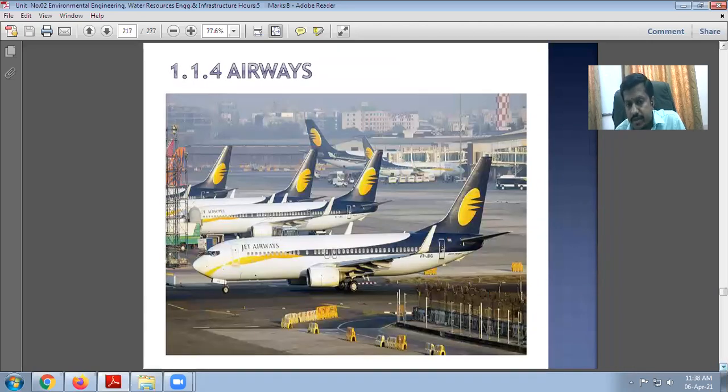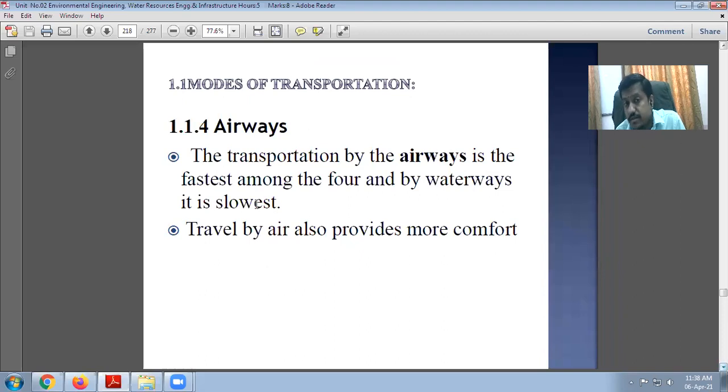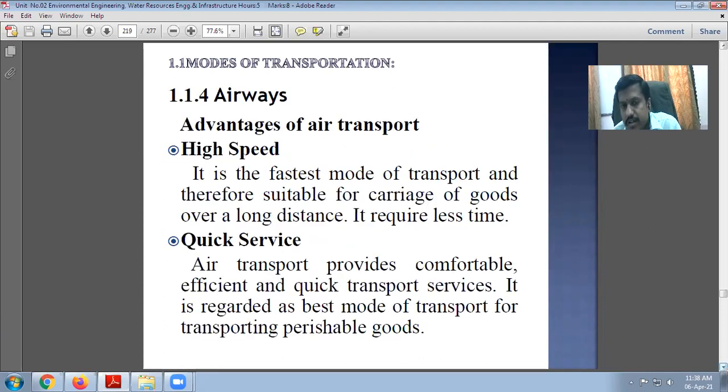Next is airways. Now, what are the airways? The transportation by the airways is the fastest among the 4 modes, and by the waterways is the slowest. So waterways are the slowest mode, and airways are the fastest mode of transportation as compared with the other 3 modes. But these are costlier. The construction and the tickets are costly; we have to give a big amount for the tickets also, if you want to travel with the aircrafts.